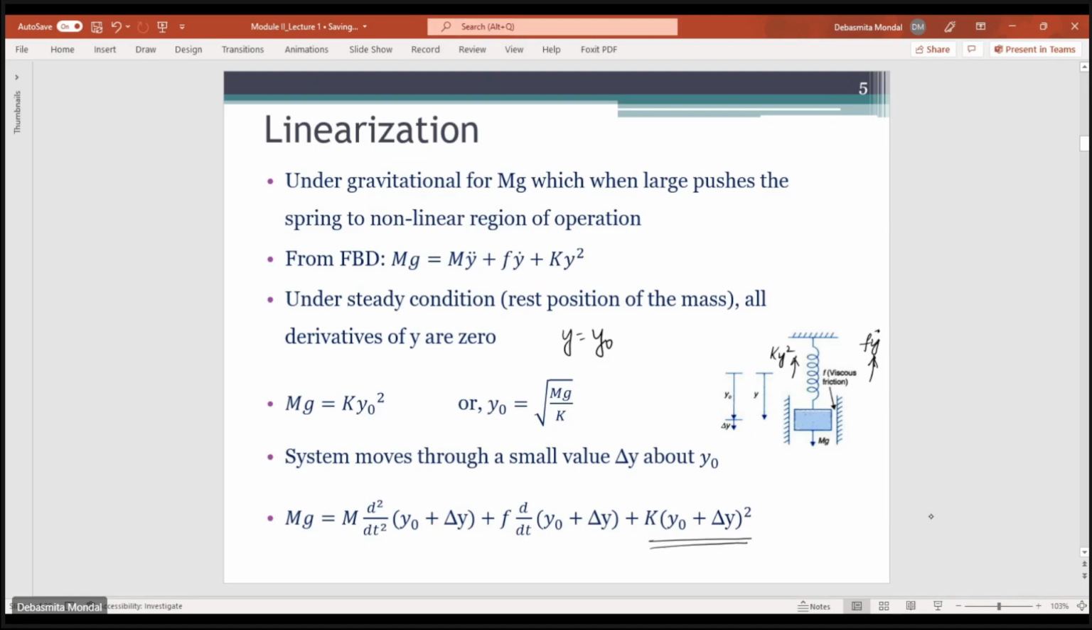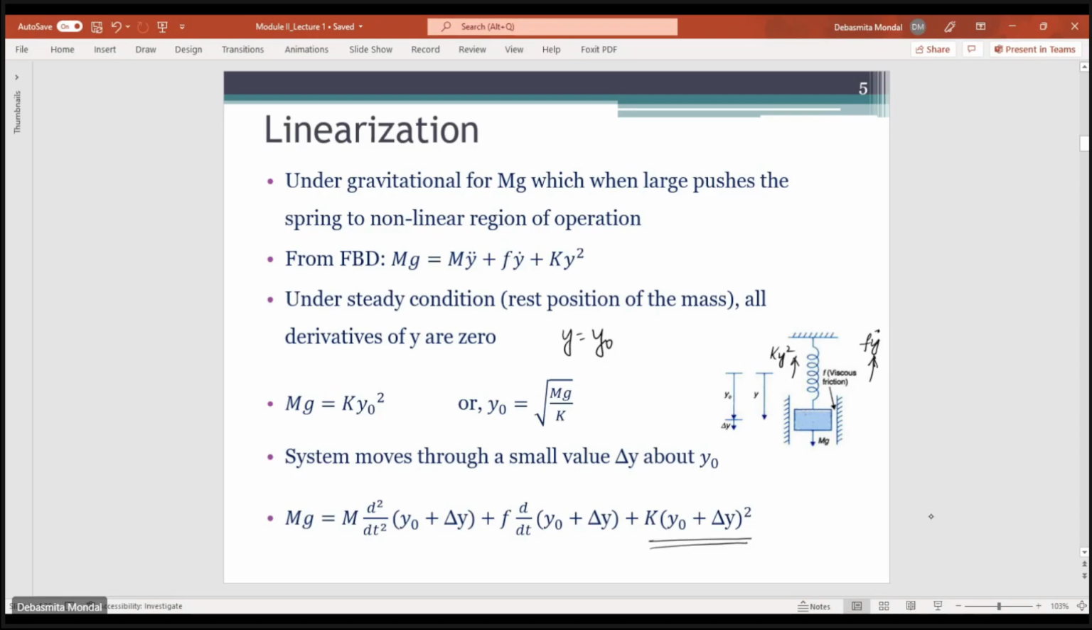So the overall force applied on this mass is nothing but mg minus K y square minus F y dot. If you take these two terms to the other side, that will equal the overall force. That overall force is nothing but the mass into the acceleration, because of which the displacement is happening.